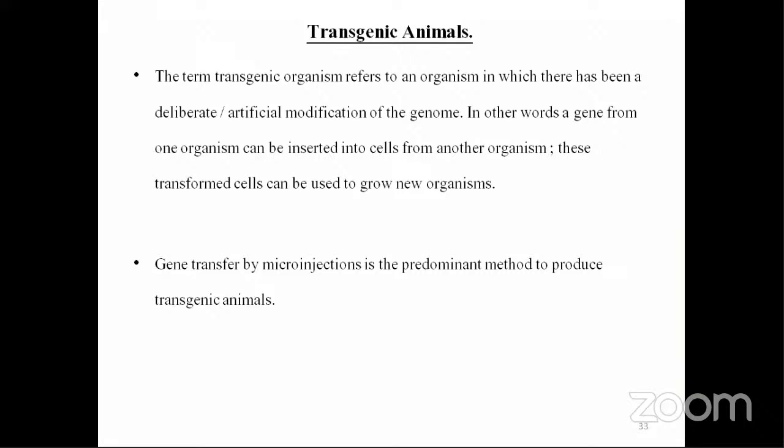Then transgenic animals. The term transgenic organism refers to an organism in which there has been a deliberate or artificial modification of the genome. This sentence is being repeated in different forms because you must understand very nicely the meaning of transgenic. In other words, a gene from one organism can be inserted into cells from another organism. These transformed cells can be used to grow new organisms. Gene transfer by microinjection is the predominant method to produce transgenic animals.